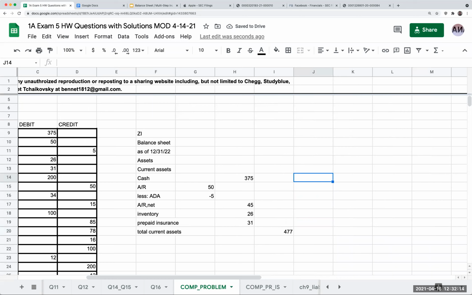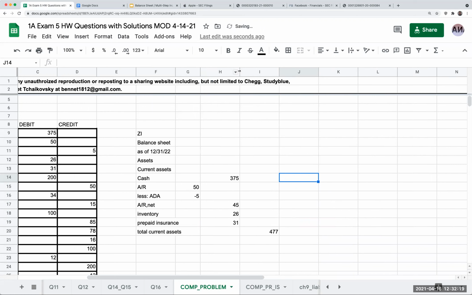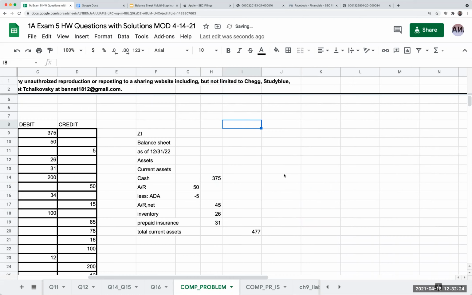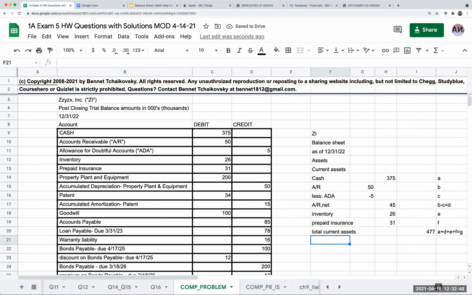Now you might be asking me, Bennett, why are you showing us the columns in this particular way? It is because I want you to understand that AR net is B minus C, which equals D, E, F. Total current assets are going to be my cash plus my accounts receivable net plus the inventory plus the prepaid insurance. We'll say that this equals G. So those are my total current assets.